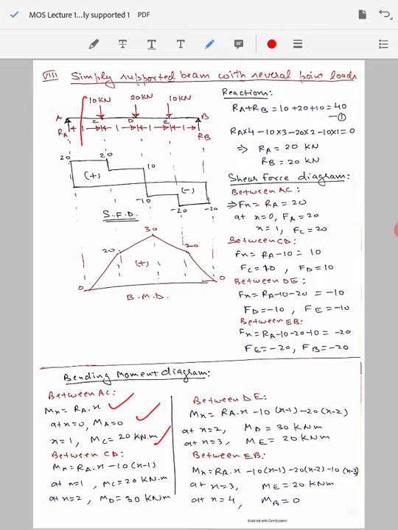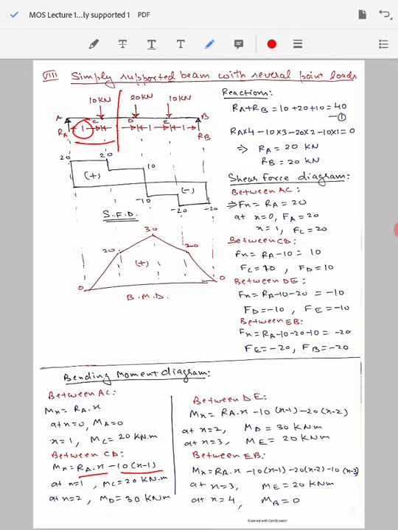Then you write the equation for the segment CD by assuming the beam to be cut somewhere between C and D. So there are two forces, RA in the upward direction, which will cause a clockwise moment, RA into x, and then there will be an anti-clockwise moment because of the 10 kilonewton force acting here. The distance of the 10 kilonewton load will be equal to x minus 1. So that's why you get minus 10 into x minus 1 here.